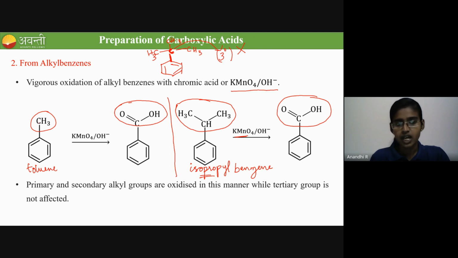Okay. So in methyl benzene, or toluene, what do we have? We have a carbon which is attached to 3 hydrogens. In the case of isopropyl benzene, what do we have? We have a carbon which is attached to 1 hydrogen. So what is this? This is the secondary carbon.